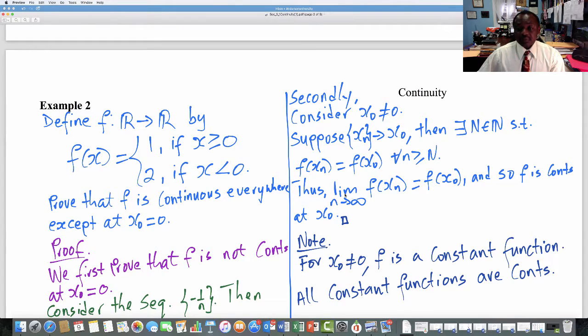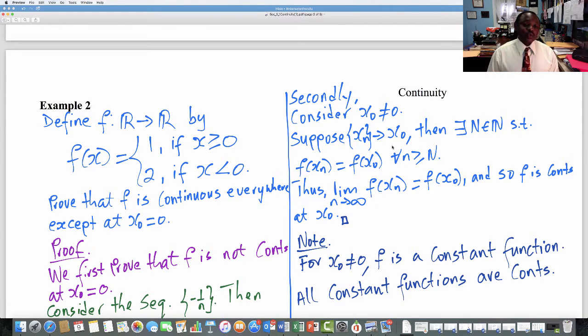But that simply means the limit as n approaches infinity of f of xn equals f of x0. So by the definition of continuity, precisely the sequential definition of continuity, we can conclude that f is continuous at the point x0. As a matter of fact, whenever x0 is different from 0, f is a constant function, and all constant functions are continuous. But what we have up here is a more rigorous proof of the fact that f is continuous at every point except at the point x0 equals 0. And that is example 2.